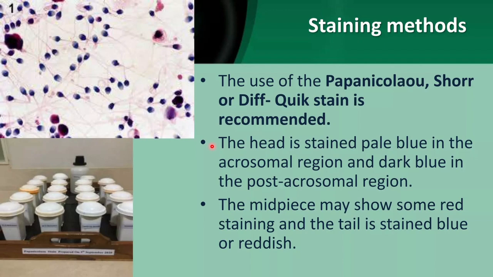So what are the different staining methods we use to stain the sperms? We have the Papanicolaou stain, we have the Shorr stain, and we have the dipstick stain. If you see the stained slide here, you can see the acrosomal part which is pale blue, the nuclear part which is dark blue, the mid piece which is slightly reddish in color, and the tail which is either reddish or has a bluish tinge.